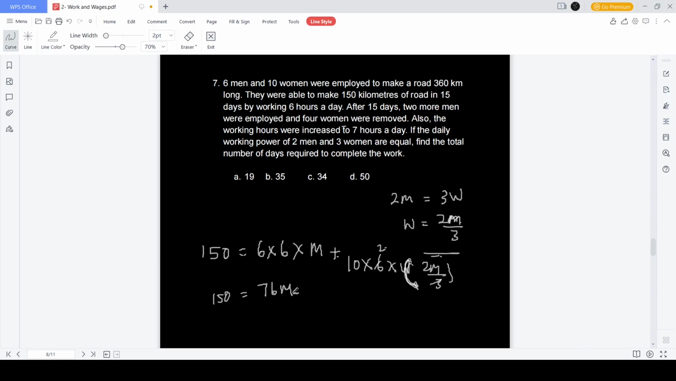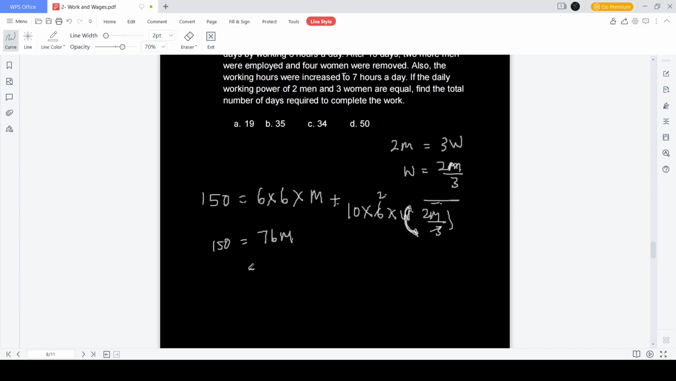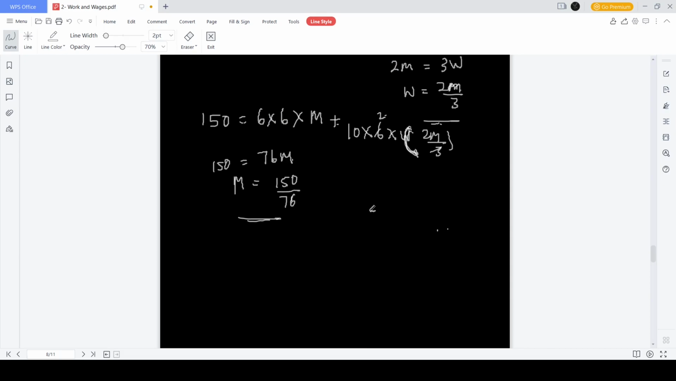So it will be 76 into working power of 1 man. So 1 man can complete 150 by 76 kilometers. This is the equation. Okay, we get this as the working power of men in 15 days. So we can find out per day how much one man worked. We get that as 150 by 76 divided by 15.